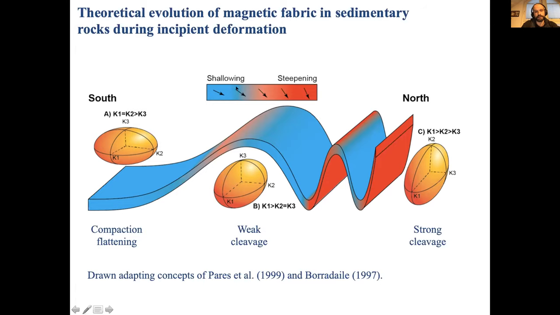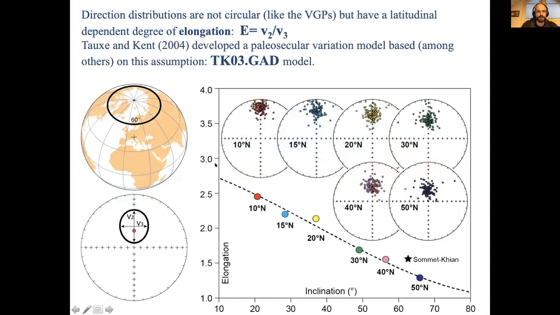And this is the theoretical evolution of the inclination that has been published in some old papers. So depending on the flank, on the limb of the fold you are on, you could have either shallowing or steepening. So now we know, and Andy was talking about that before, the direction distribution. We know that they're not Fisherian, but a bit more complex.